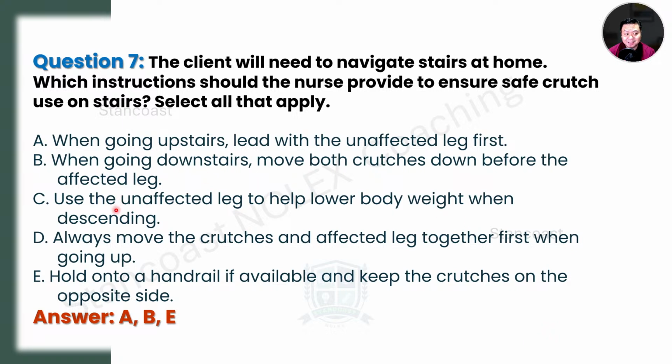Now, if you selected letter C, use the unaffected leg to lower body weight when descending. This is unnecessary and this can cause loss of balance. The crutches and the affected leg should go down first. Take note of that. When they're going down the stairs, crutches and the bad leg should go down first. When they're going upstairs, the unaffected leg should go up first. All right, please remember that.